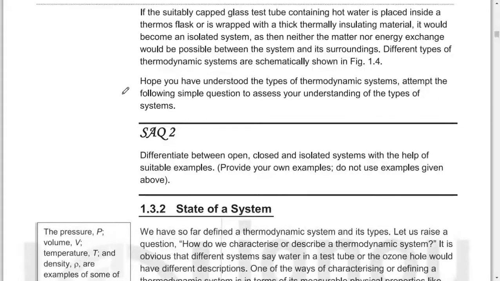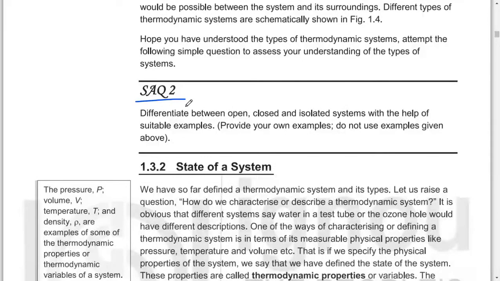thermodynamic system. Attempt the following simple question to assess your understanding of the types of system. SAQ 2: Differentiate between open, closed, and isolated system with the help of suitable examples. Provide your own examples. Do not use examples given above. Comment on this.